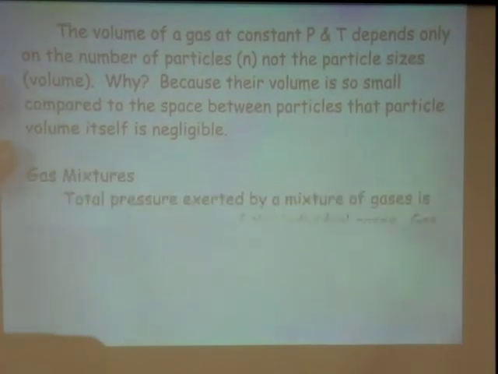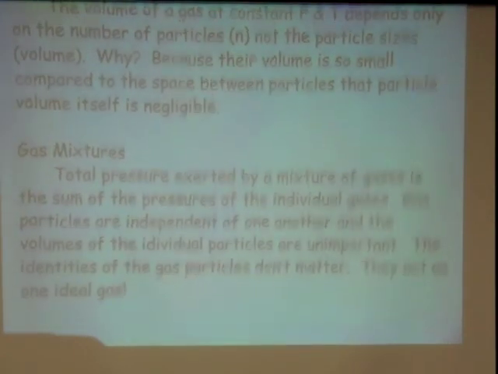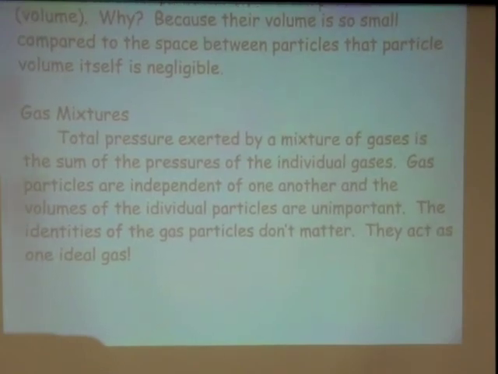Okay, and last but not least, gas mixtures. Total pressure exerted by a mixture of gases is the sum of the pressures of the individual gases. Gas particles are independent of one another, and the volumes of the individual particles are unimportant. The identities of the gas particles don't matter either. They act as one ideal gas.